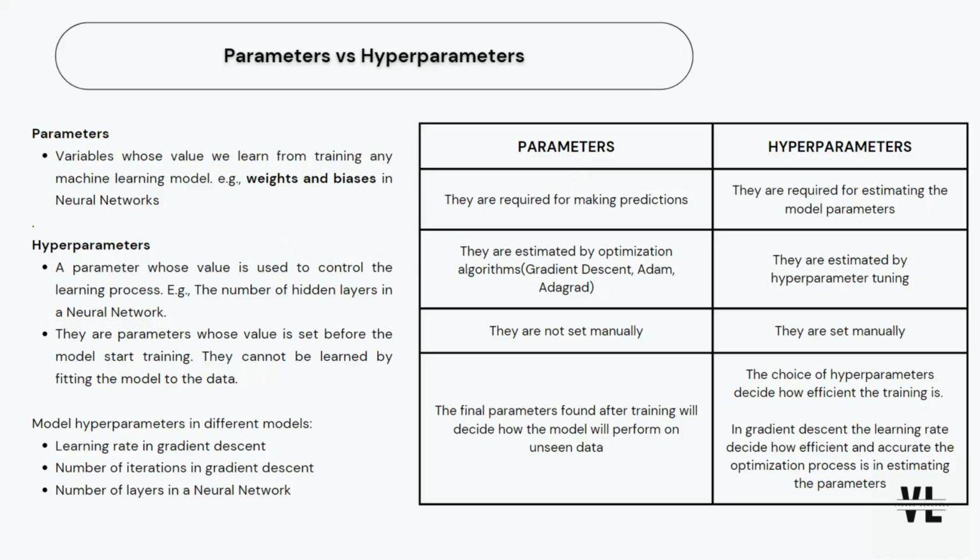The parameters are estimated by optimization algorithms such as gradient descent, Adam, and AdaGrad. So the purpose of an optimization algorithm is basically to adjust the parameters, and these parameters are not set manually, but hyperparameters are set manually. So for example, the learning rate for a model has to be set by us manually, and the parameters can be just initialized randomly first, and they can be adjusted by using the optimization algorithms.